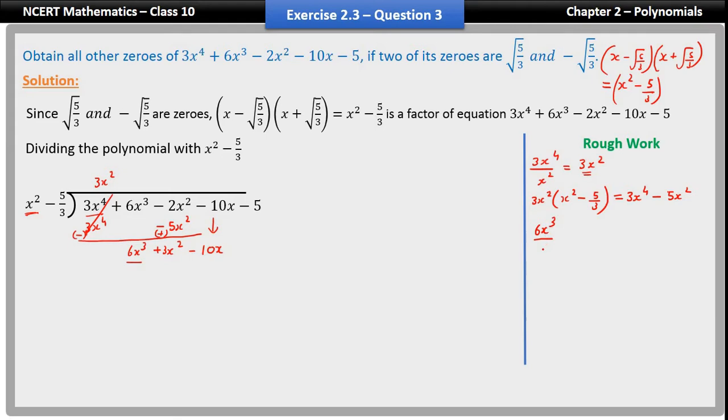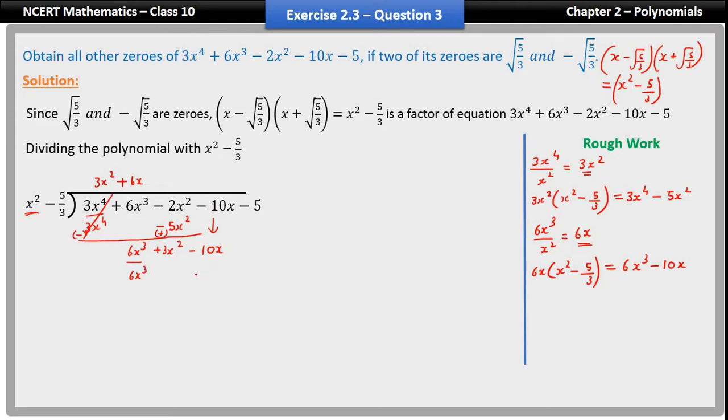6x cube by x square is equal to 6x. Now multiply the 6x with the divisor. 6x into x square minus 5 by 3 is equal to 6x cube. 6x into minus 5 by 3 is minus 10x. Now this 6x should come in the quotient, so plus 6x. This 6x cube minus 10x, write it over here.